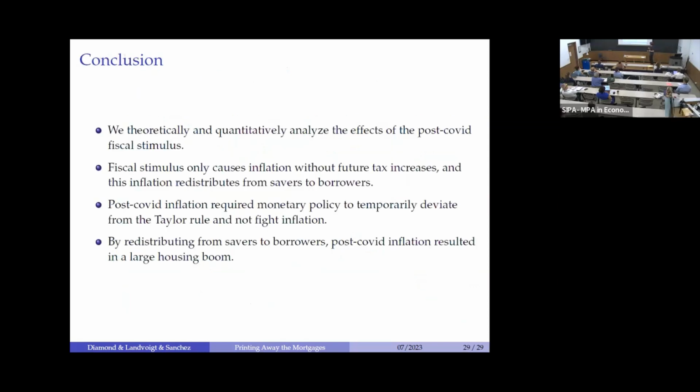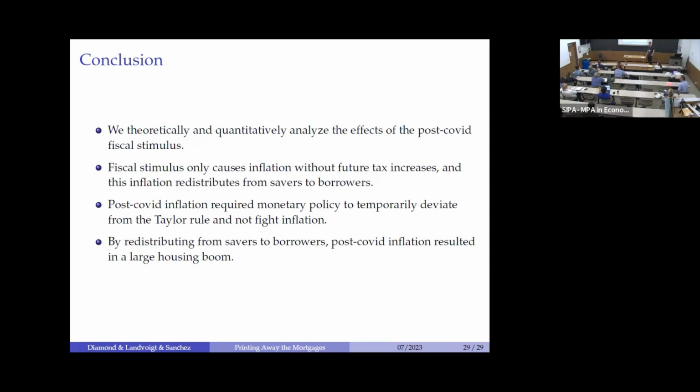So let me quickly conclude. We theoretically and quantitatively analyze the effects of post-COVID fiscal stimulus. This stimulus only causes inflation in our model if you don't have future tax increases to pay for it, if you pay for it with the inflation tax instead. That inflation comes from monetary policy deviating from the Taylor rule, and it causes redistribution between savers and borrowers, which increases the potency of fiscal stimulus and also contributes to the large housing boom that we saw afterwards. But thanks so much for listening, and I look forward to your feedback.